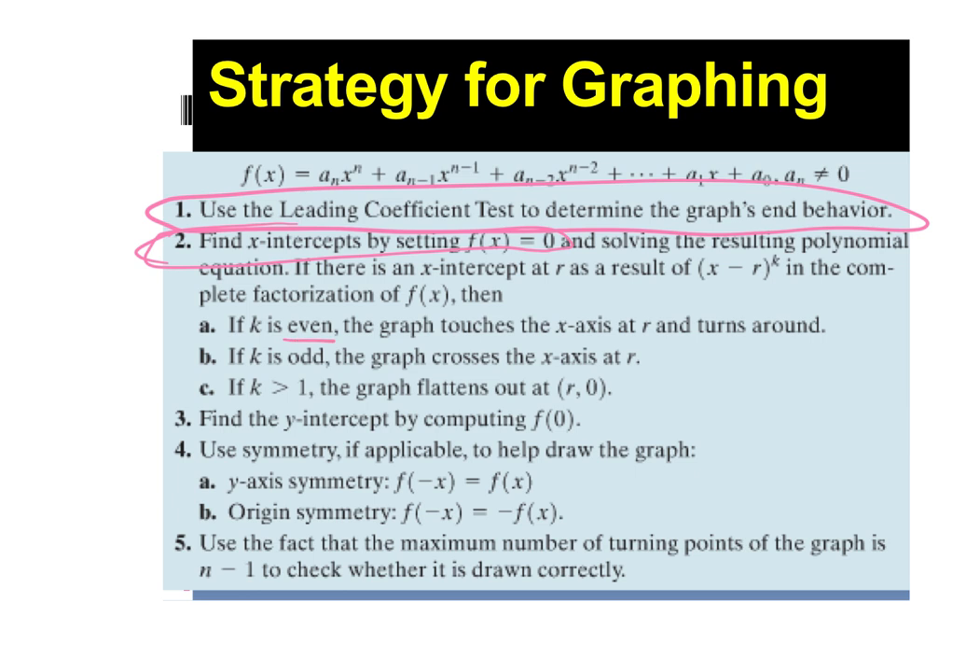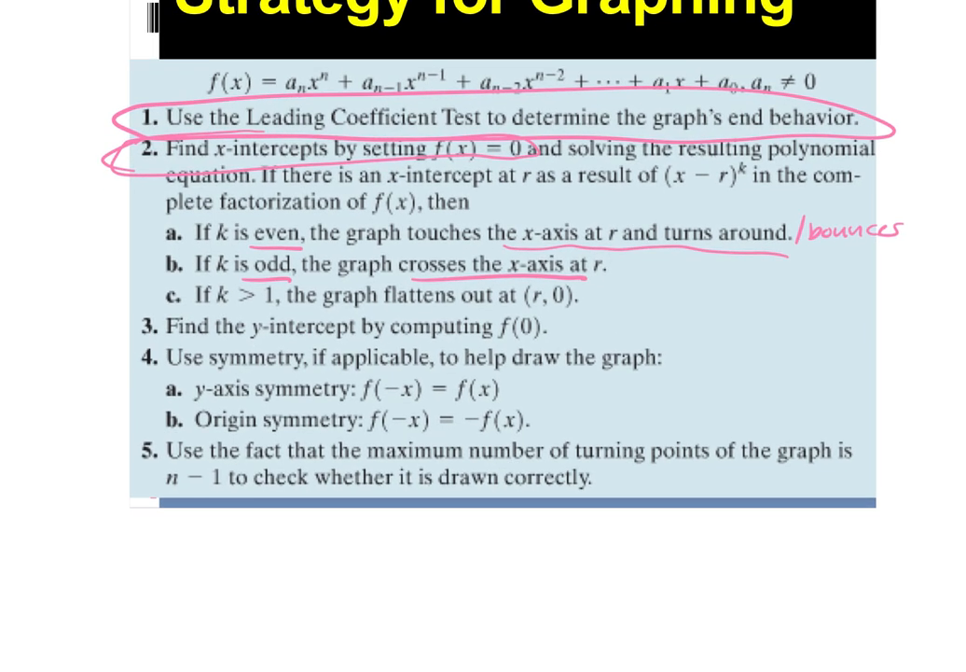So just like this said, look for your x-intercepts by setting f of x equal to 0. Determine the multiplicity. If it's even, it hits the axis and turns around, which means it bounces. If it's odd, it crosses through. The flattening out, you don't have to worry about too much because we're going to figure out extra points if we need it, but that is there. Then the y-intercept, you're going to find by plugging 0 in for x.